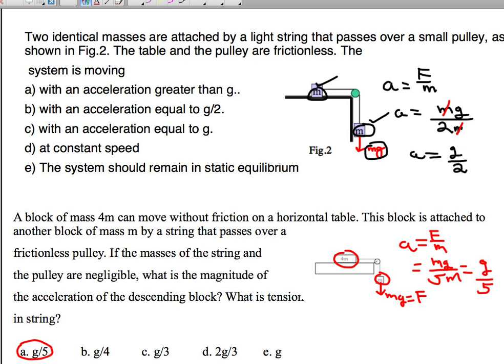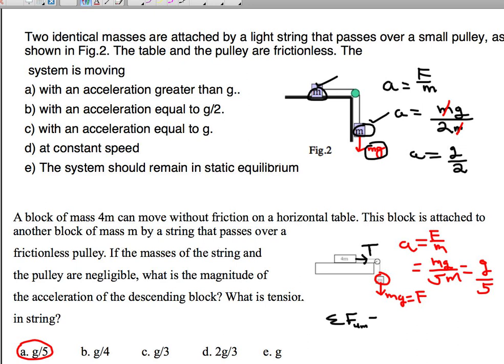One of the things that's asked here is, what's the tension in the string between them? In order to answer that question, what we need to do is concentrate on just one of those masses. So we're going to just look at the upward mass, the 4m mass, and look at the forces acting on that mass in the direction of motion. There's only one force, and this is the tension in the string. It's pulling it, and our mission is to find that tension.